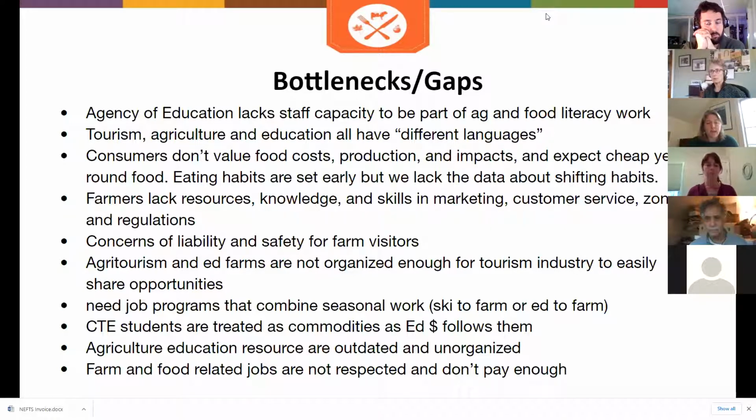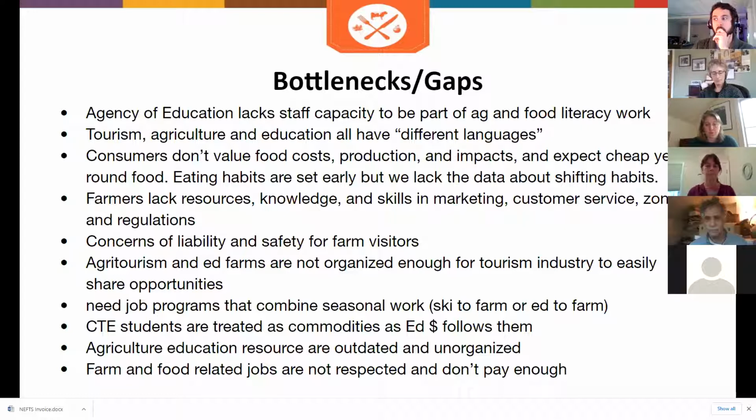The fact that education and agriculture and tourism all sort of work within different languages. And so sometimes it can be tricky to know that we may be speaking about the same thing, but sometimes it's called marketing and sometimes it's called educational programming, and that they are very similar in some respects, but that they all just sort of work slightly in different circles.